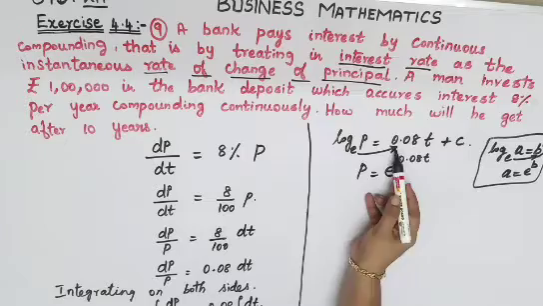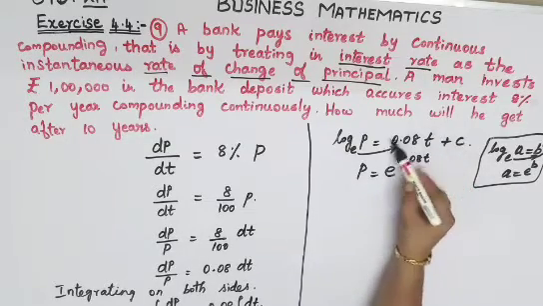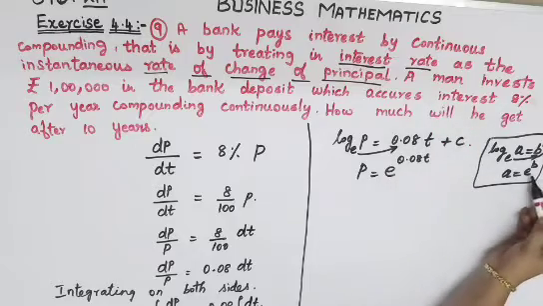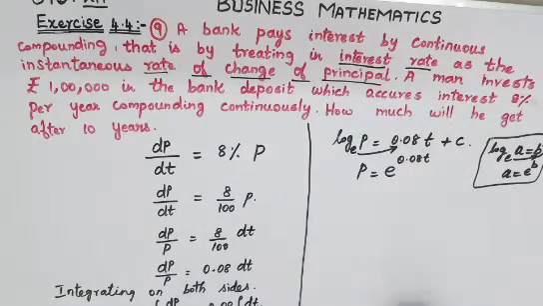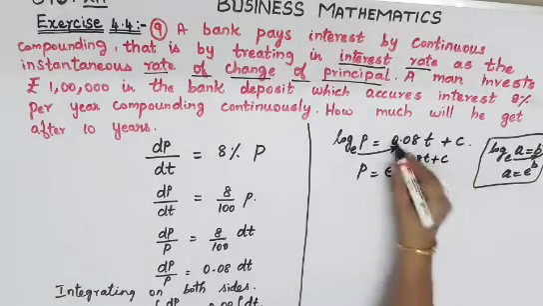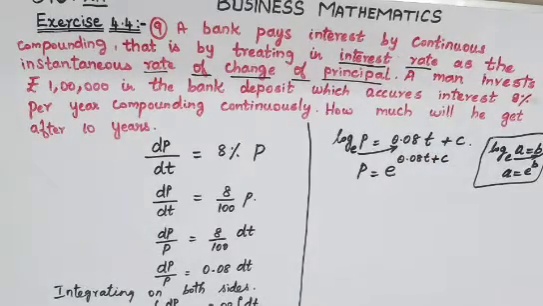This e should go that side. We have taken this e that side. So e will come here. Whatever it is here, you will have to raise it to the power of e. So e power b will come. So here it is e power 0.08t plus c, also will go to the power, because the whole thing is one term. Okay, so 0.08t plus c is there.